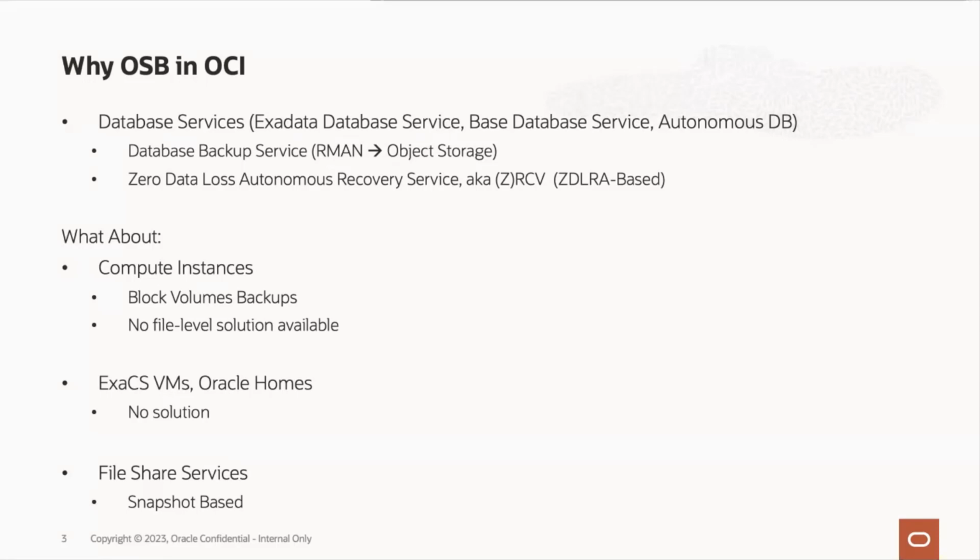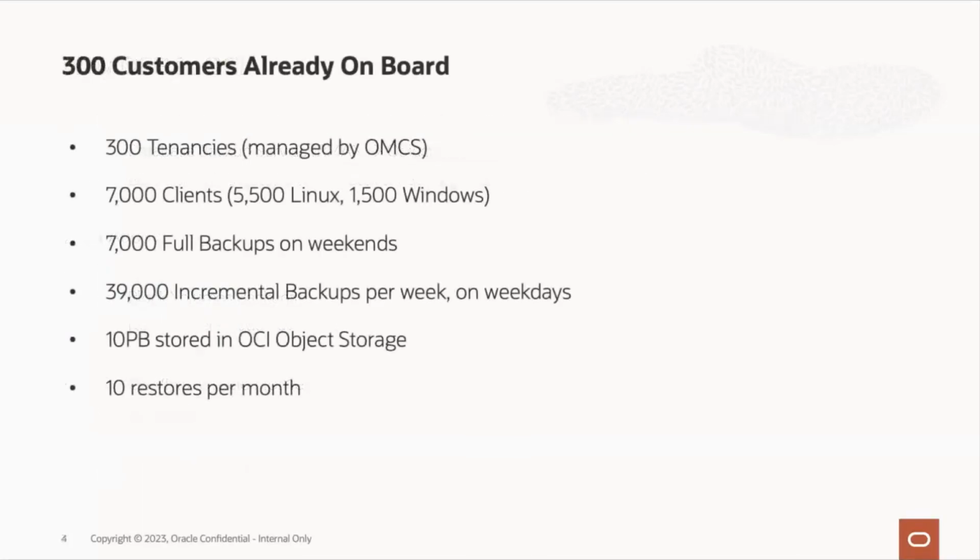And then we have file share services. File share services is a NAS type service where you can create file shares that you mount on your compute instances. And again, there's the snapshot based type of backup that you can create, but again, like for compute instances, there's no way of having a catalog that you can use, search and see your file versions, etc. And this is what we are trying to address with Oracle Secure Backup, which can cover all these things, right? There are already around 300 customers using Oracle Secure Backup to do exactly that.